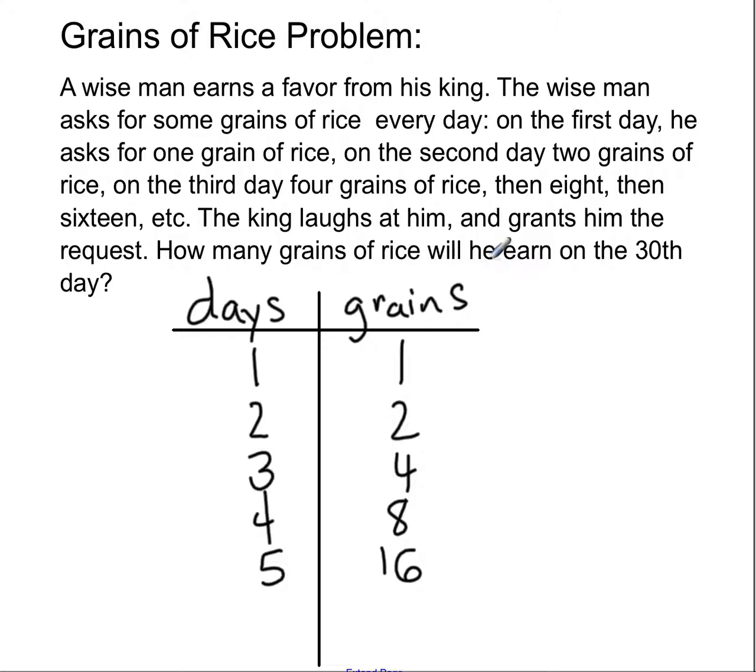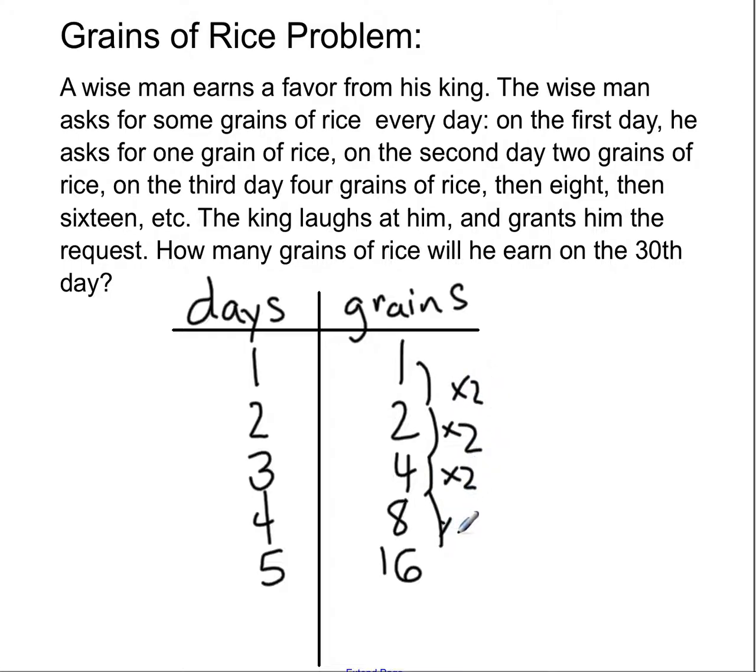How many grains of rice will he earn on the 30th day? Well, the king laughs at him, and in the context, the king is not very wise because he thinks, well, 1 grain of rice is nothing. But on the 30th day, you'll see he actually has quite a bit of rice. Okay, so how do I figure this out? Well, I know I'm multiplying by 2 each time, right? I'm doubling it.